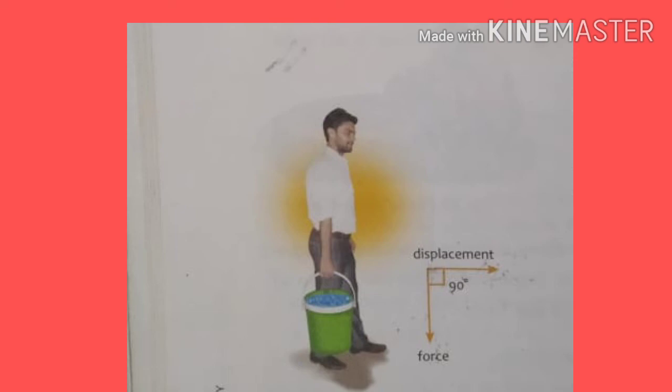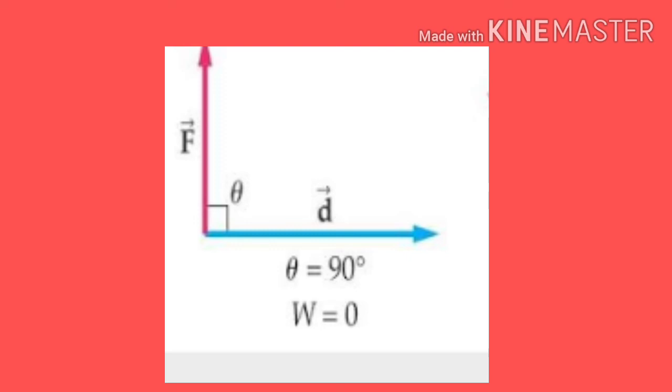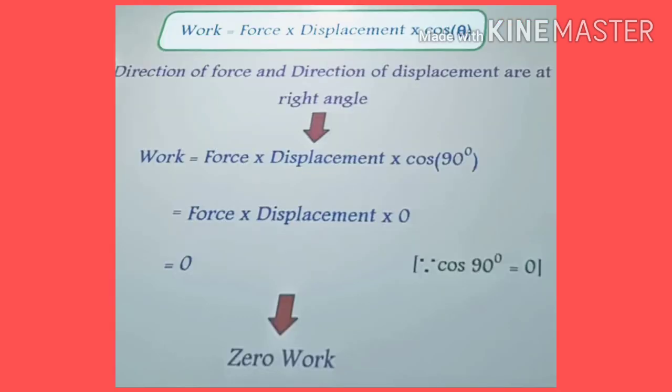So you can say that there can be no work done if the directions of the applied force and the displacement are at right angles to each other. You can understand it also by putting the values in the formula. As the formula of work is equal to force multiplied by displacement at the cos theta.